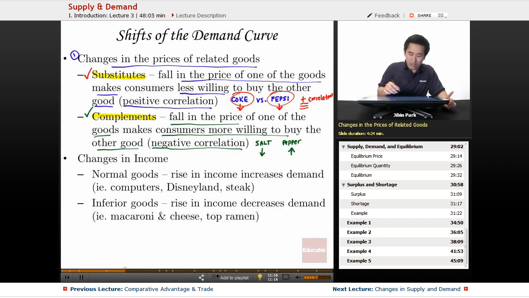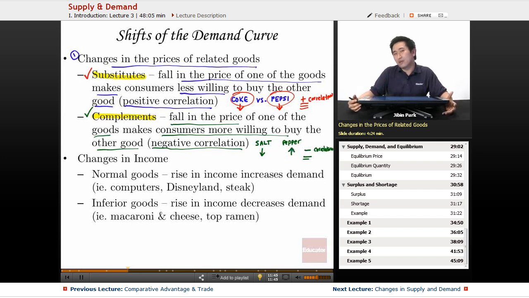So I want to associate compliments as having a negative correlation, because if someone gives you a compliment, we live in a cynical world. So you want to step back and say, whoa, what do you want right here? So there's a negative correlation to that. Okay, so there's a negative correlation, meaning that if the price of salt goes down, then the demand for pepper goes up. Or conversely, if the price of skis goes up, then the demand for ski boots goes down. So you see how there's a correlation.